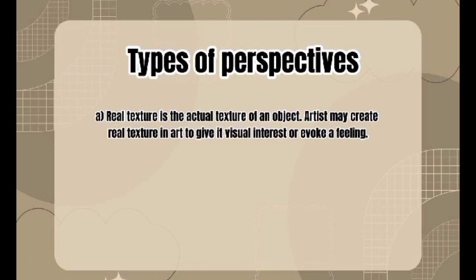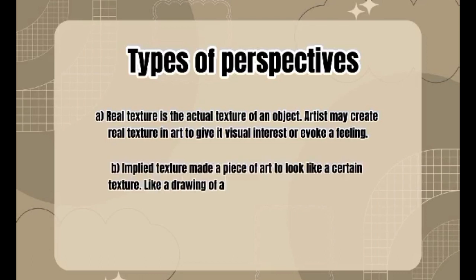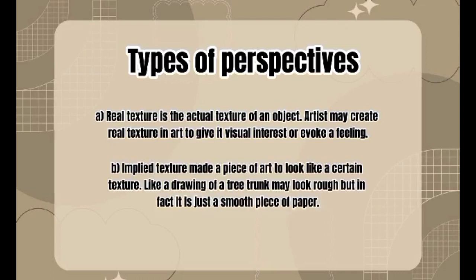So, the second type of texture is the implied texture. Implied texture makes a piece of artwork look like a certain texture. Like a drawing of a tree trunk may look rough, but in fact it is a smooth piece of paper. So implied texture, this is when the artwork looks like it has a certain texture, but it is just an illusion.